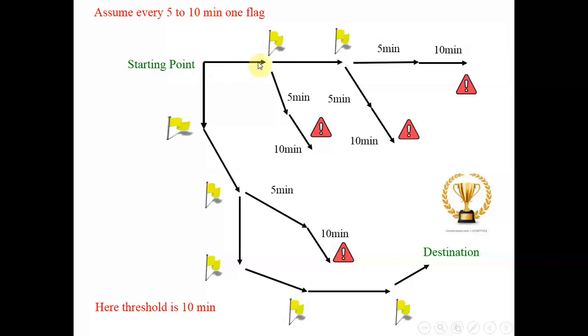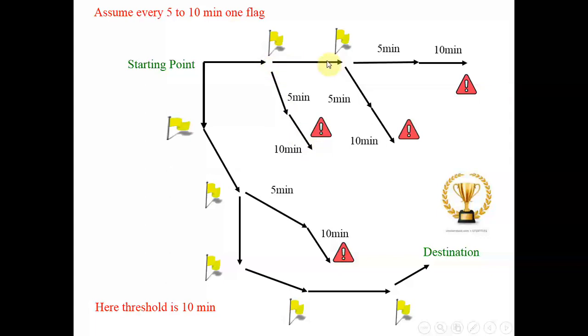So now I start moving in this direction, right? I get a flag, so I assume that okay, this might be correct. Now there are two possibilities. I can take this route or I can take this route. If I take this route, then after 5 minutes I am not getting any flag. After 10 minutes I am not getting any flag. So 10 minutes is my threshold. That means I have followed the incorrect path. So I need to go back.